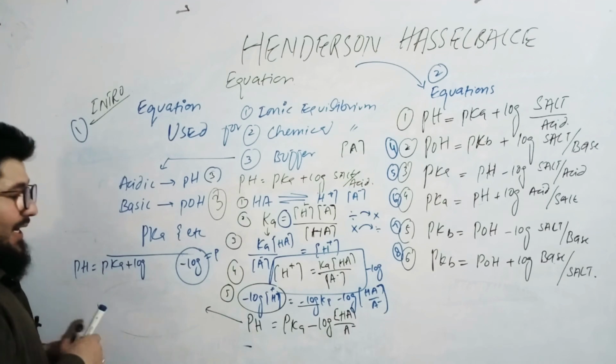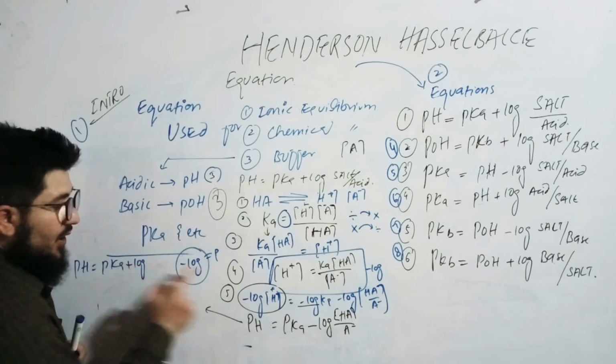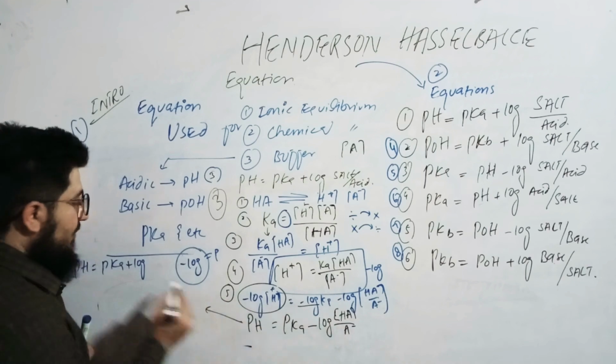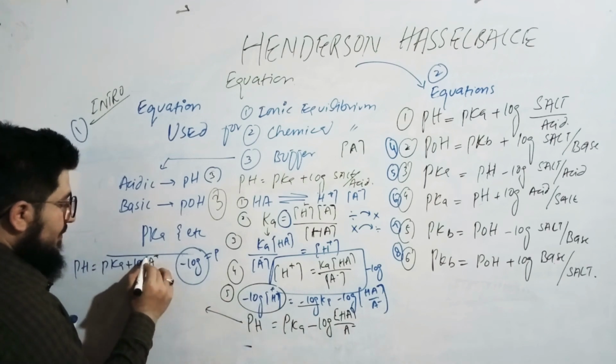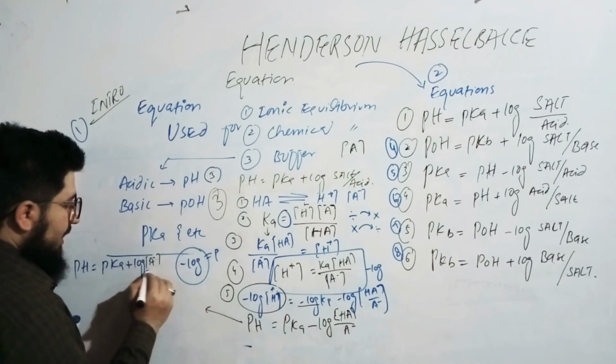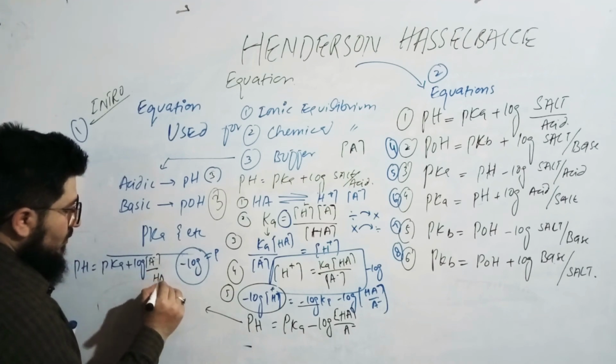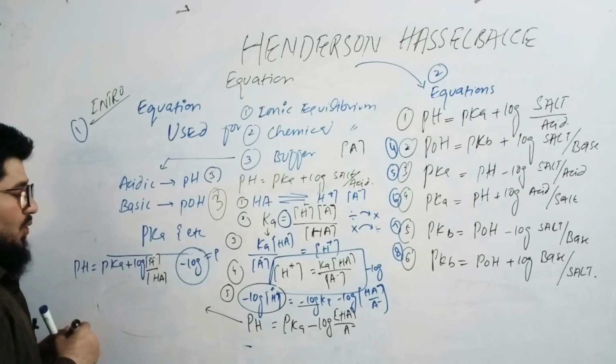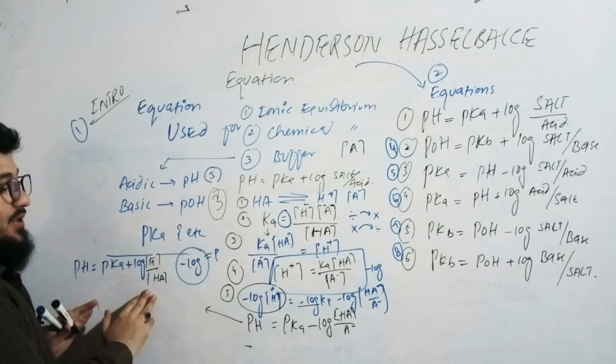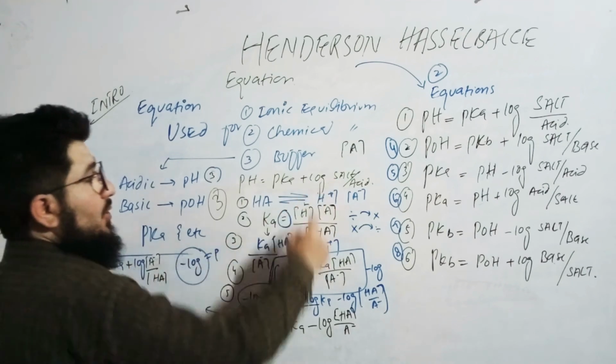So what will happen now? Negative log converted into positive log. A negative will move up and HA will move down. A negative and HA. Now we are done with the derivation, but still here we have salt upon acid.